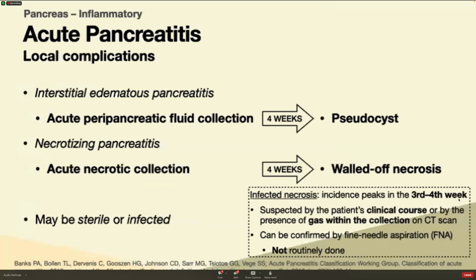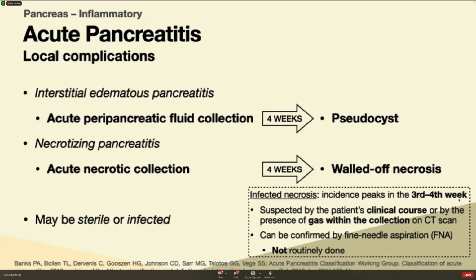Next we discuss the local complications in pancreatitis. There are four local complications. Two occur in less than 4 weeks, while two are present if persisting for more than 4 weeks. In interstitial edematous pancreatitis, you can have acute peripancreatic fluid collection, and persistence of more than 4 weeks can lead to pseudocyst. In necrotizing pancreatitis, you can have acute necrotic collection, and after 4 weeks, this can lead to walled-off necrosis.